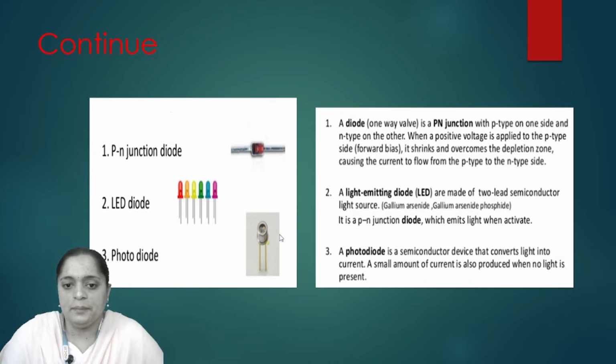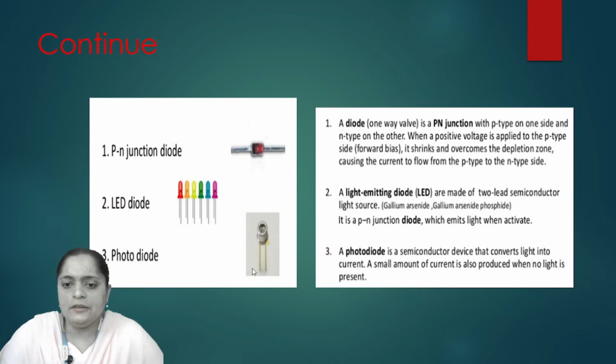Already we know a basic point regarding a diode: it consists of two terminals. The first one is the anode, and the second one is the cathode. So first anode, second cathode. Like the LED, which has two terminals, anode and cathode, the photodiode also consists of two terminals. Here we have seen the two terminals.